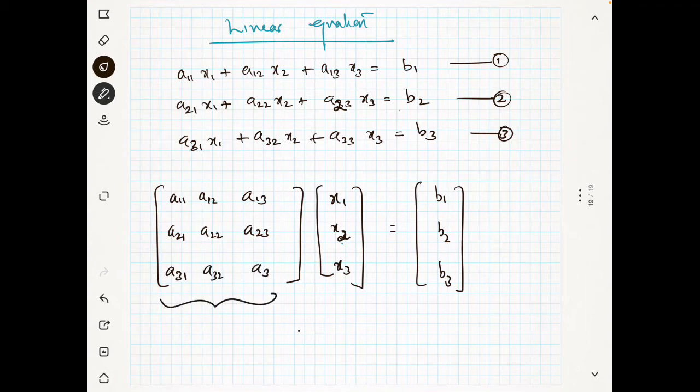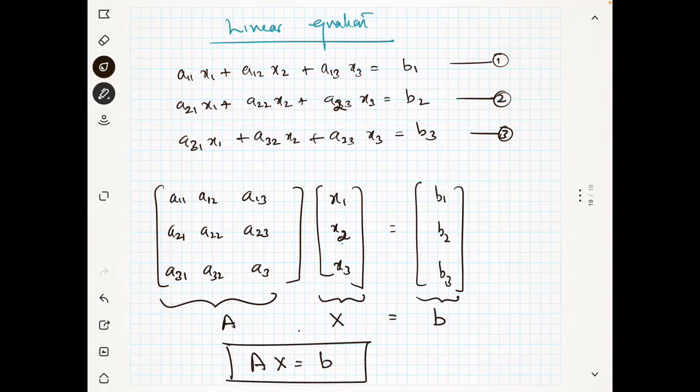So you have the matrix A and you have the matrix X. This is equal to the matrix B. So the general equation is Ax is equal to B. This is how you can represent it as a matrix equation. Now let us consider an example.